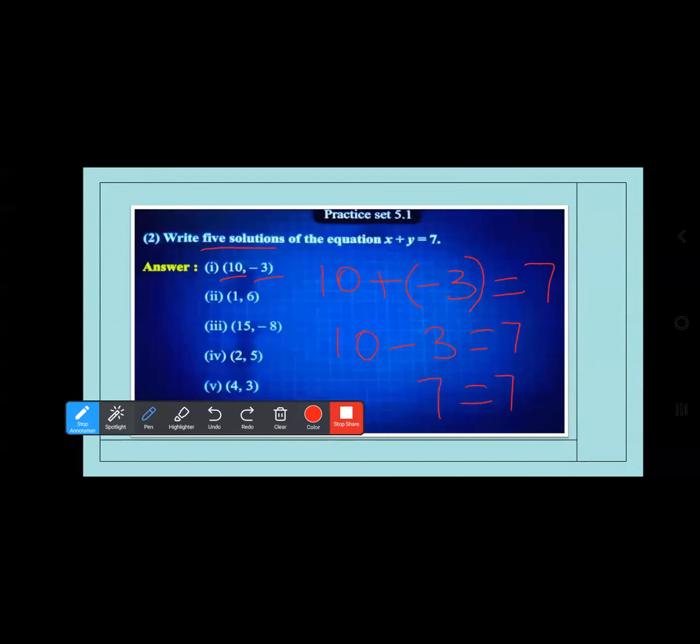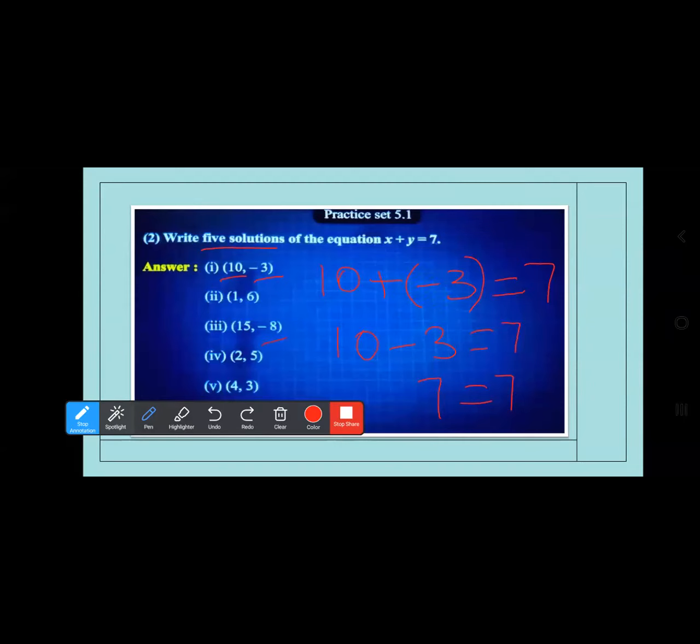You can take 1 and 6. Okay. 1 plus 6 is equal to 7. 15 minus 8, it will be 7. 2 plus 5, it will be 7. 4 plus 3 equals 7.